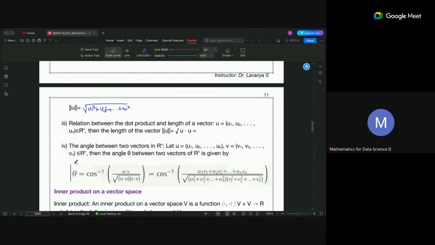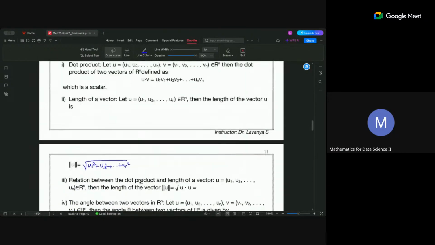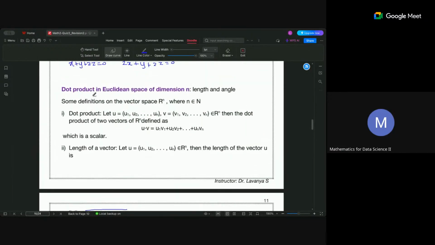Remember, this formula is again important. See, there are some things which you have to remember, no other option. So please remember this formula. Theta is cos inverse of u dot v divided by the square root of u dot u into v dot v. Okay. So generalizing this dot product again.